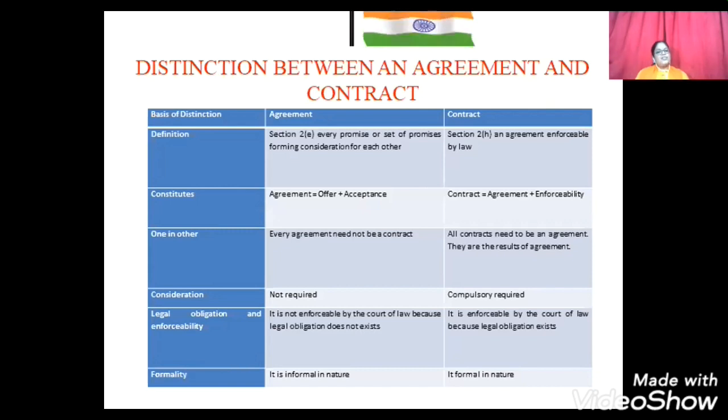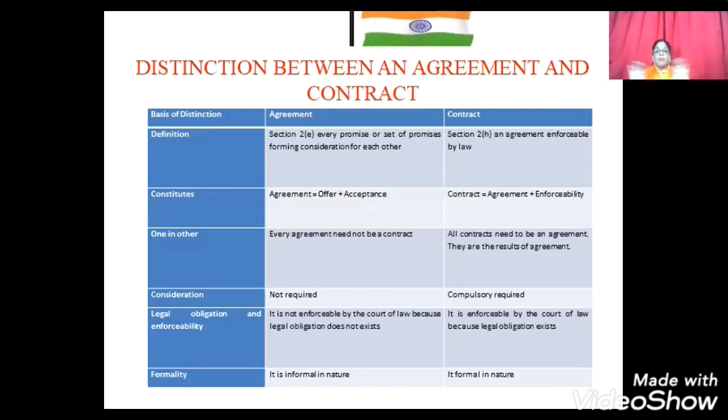So the definition of agreement is given in section 2 clause E. We have already learned about the definition. It was every promise or set of promises forming consideration for each other is an agreement. Then contract, section 2H, an agreement enforceable by law. If any agreement is not enforceable by law, it is not a contract. And one thing to remember, that all agreements are not contracts, but all contracts are agreements.